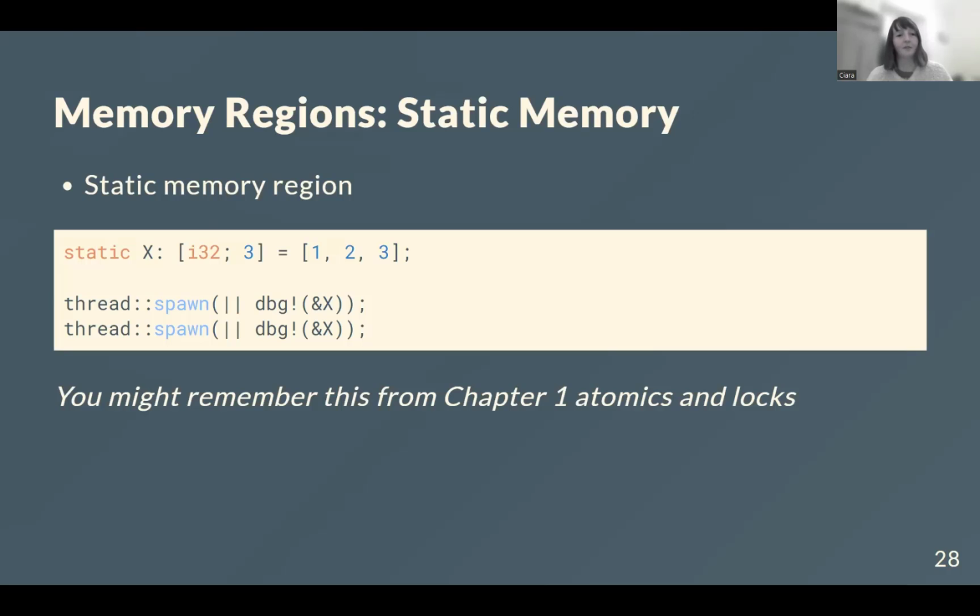There's also this idea of static memory. So in this case, we've declared a static memory region with static X, and you might remember this from chapter 1 of Atomics and Locks. Static memory is something that you can then pass into a spawned thread because it's going to live long enough. So even if you never do a join on that thread, you know that the data that you've passed in is going to live long enough, so the thread's allowed to access it.